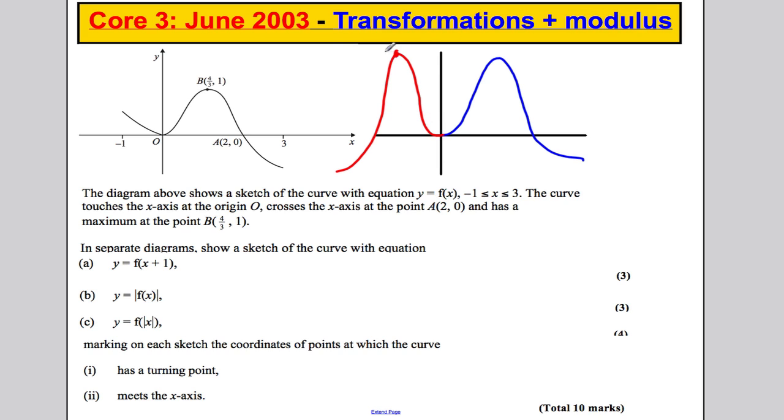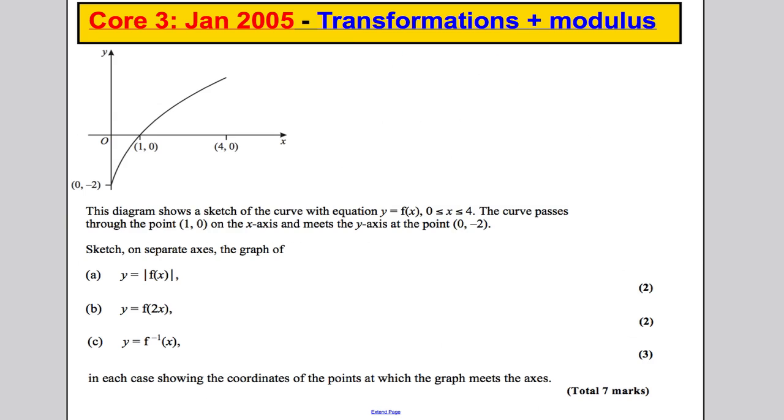So that point there would be -4/3, 1. This point here would be -2, 0. And the points you had previously, that's obviously 0, 0. This point here would be 4/3, 1. And this point here would be 2, 0. And we've marked all turning points and where it met the axis. They are our 10 marks. Next question, pause the video, have a go.